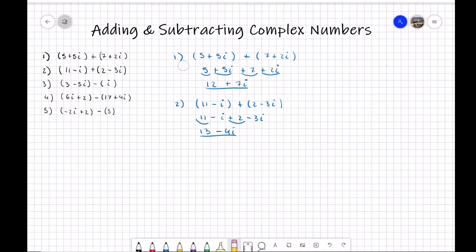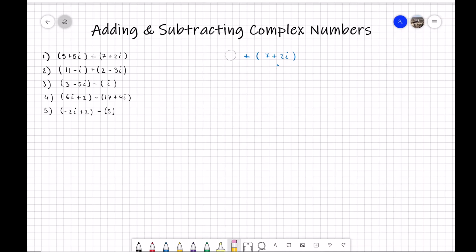Now if we want to subtract complex numbers, again, the same thing. It's used as if it was an equation. So you have 3 - 5i - i. In this case, we have i only; we only have the imaginary part and we don't have a real part. So it doesn't matter, again, it's as if it was an equation.